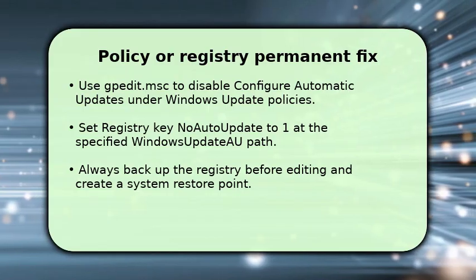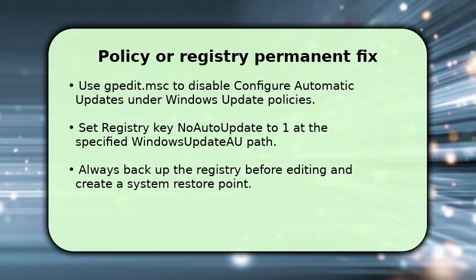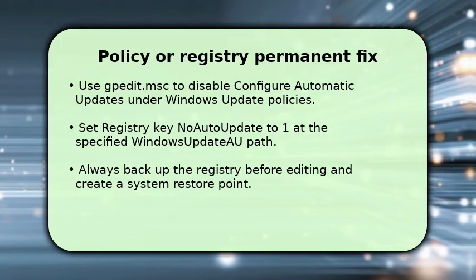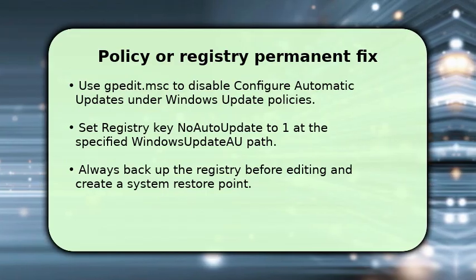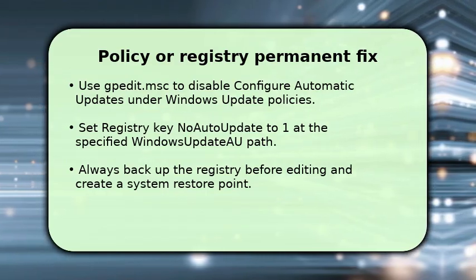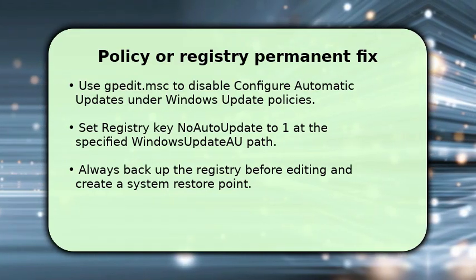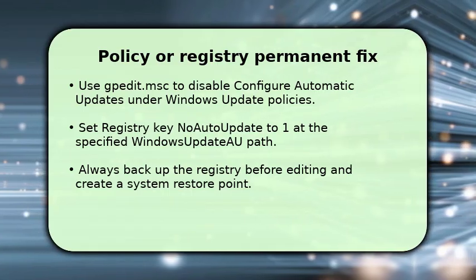Run gpedit.msc and navigate Computer Configuration, Administrative Templates, Windows Components, Windows Update. Edit Configure Automatic Updates and set it to Disabled to block automatic installs.